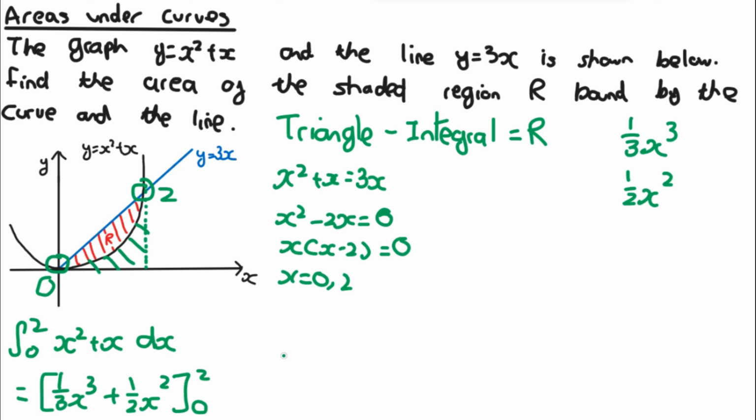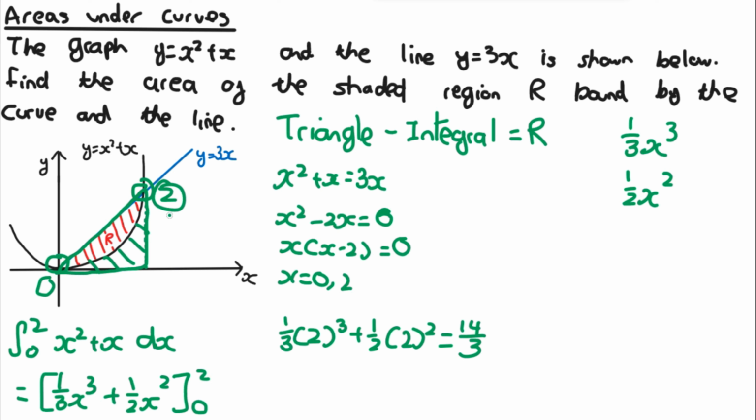So let's sub in 2, so it's going to be 1 over 3 times 2 cubed plus a half times 2 squared, and this is equal to, if you put it into a calculator, 14 over 3, and 0 is the same as before. All the terms have x, so therefore it's going to be 0. So this is the integral, so we found this part. So how do we find the triangle? Well, it's a lot similar to last time, actually.